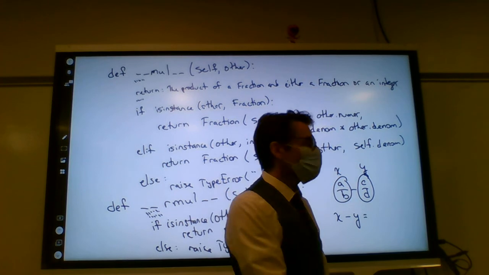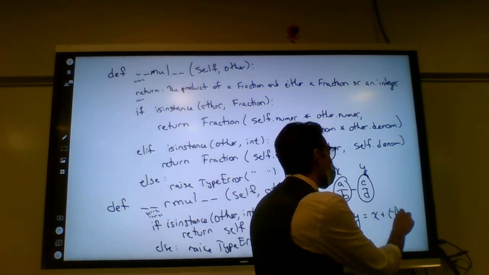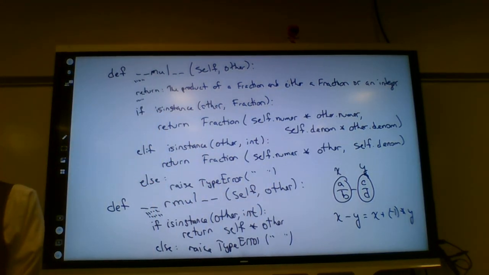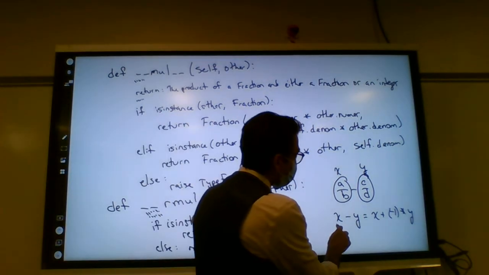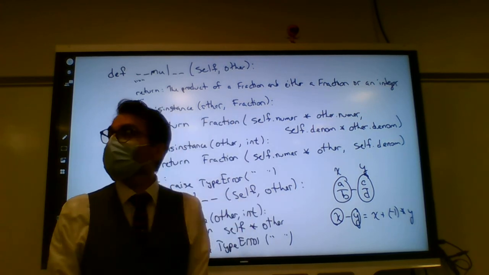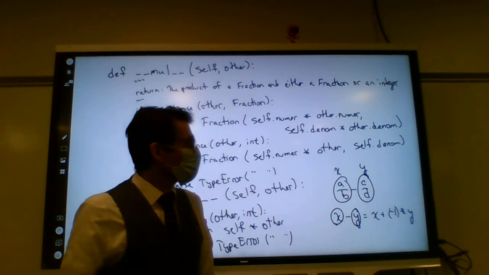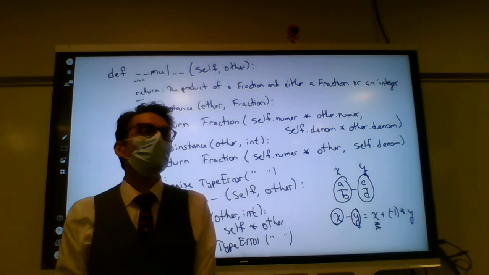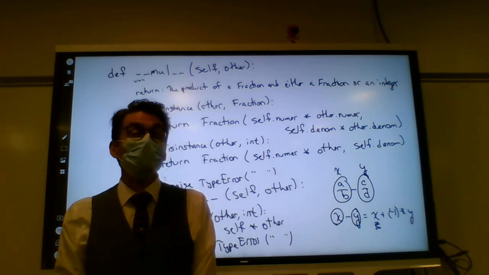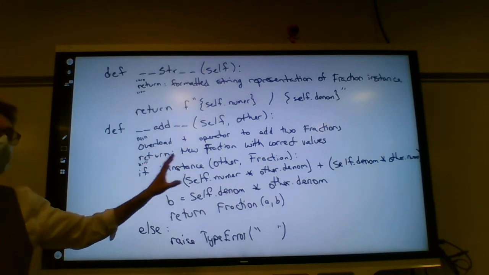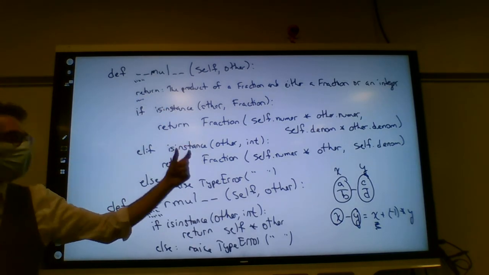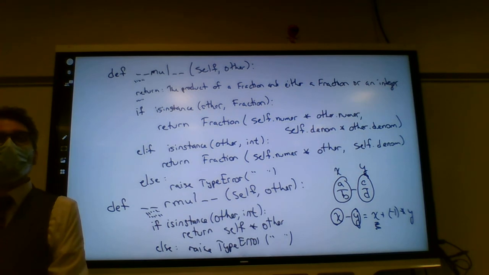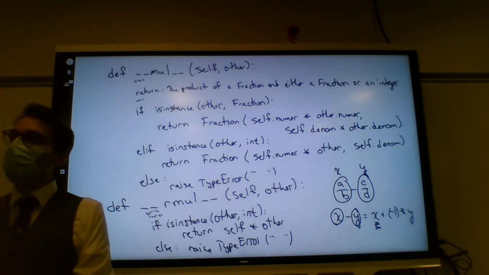X minus Y is X plus negative 1 times Y, isn't it? And if this is self, and this is other, we could do just return self plus negative 1 times other. Does that make sense? So instead of repeating all of this, let's use all of that and make this a one-line method. What do you think the subtraction method is called? Sub, right? Underscore, underscore, sub, underscore, underscore.